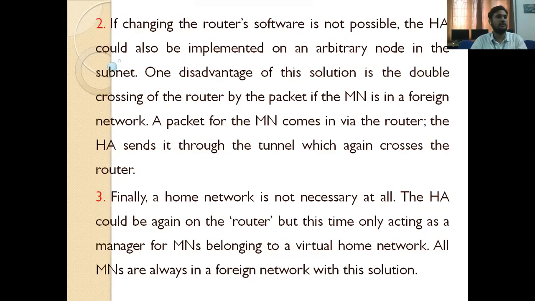The second possibility is, if changing the router software is not possible, the home agent could also be implemented on an arbitrary node in the subnet. One disadvantage of the second solution is the double crossing of the router by the packet if the mobile node is in a foreign network. If it is in the home network, there is no problem. But if the mobile node is in a foreign network, the problem of double crossing happens. A packet for a mobile node comes in via the router. The home agent sends it through the tunnel, which again crosses the router.